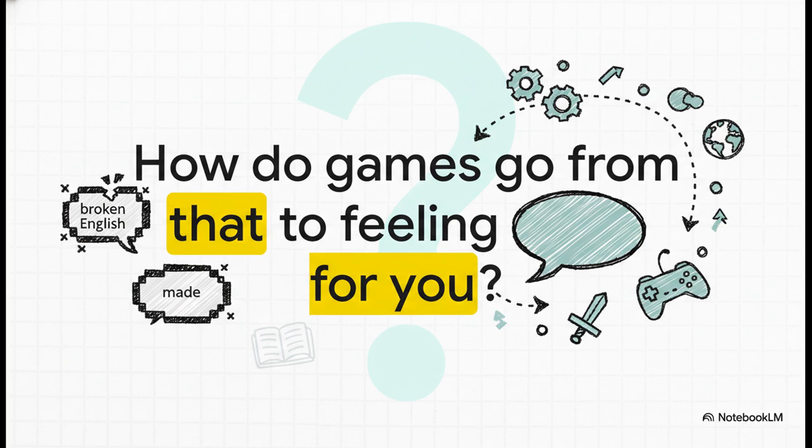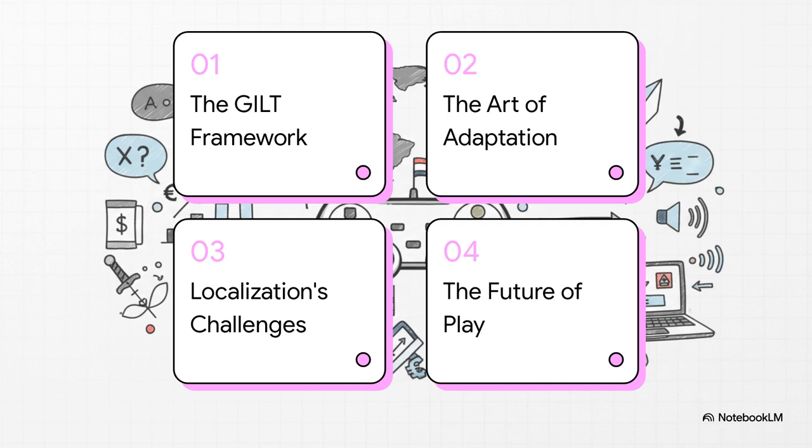Let's get into it. Okay, so here's our game plan. We'll start with the industry's blueprint for going global, this thing called the GILT framework. Then we'll get into the really creative stuff, the art of adapting games. After that, we'll uncover some of the huge challenges localizers face. And finally, take a look at where this is all headed.